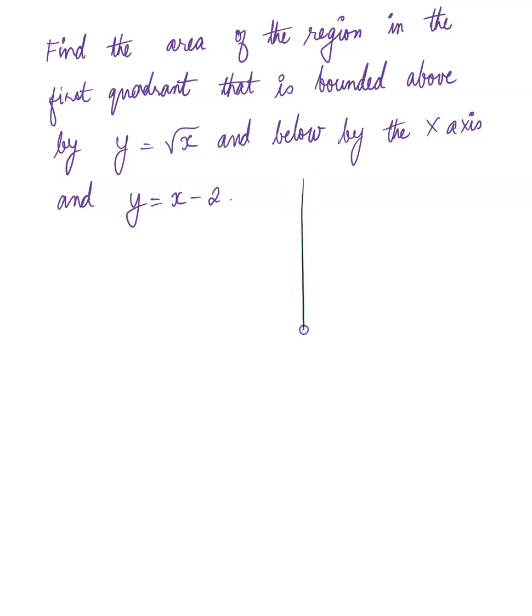Okay, first quadrant. So a quick sketch. I'm going to show you a better graph, but let's do a quick sketch. Y equals square root of x, you know that's going to be like this, right? And bounded below by the x-axis, so you've got the x-axis right there, and y equals x minus 2. Well, y equals x is the line that passes through the origin. You know that we just did y equals negative x actually.